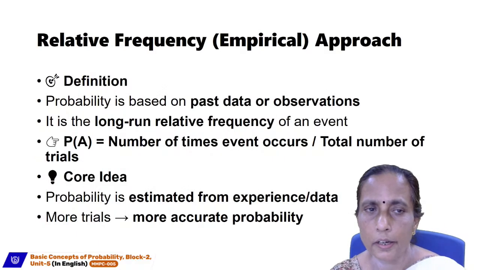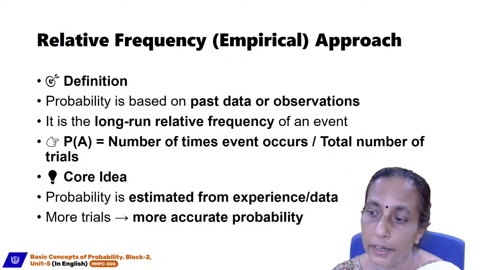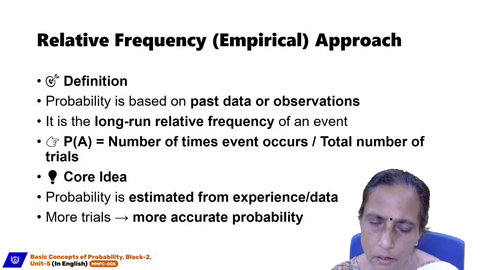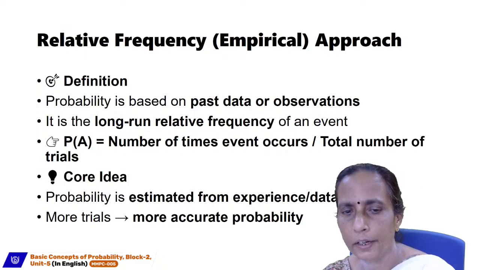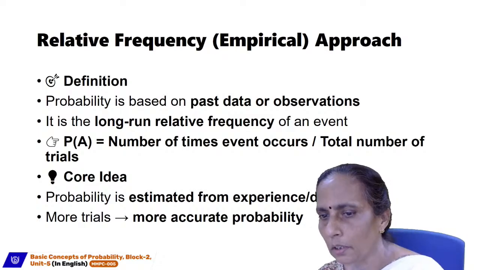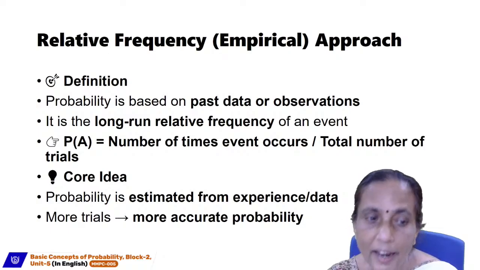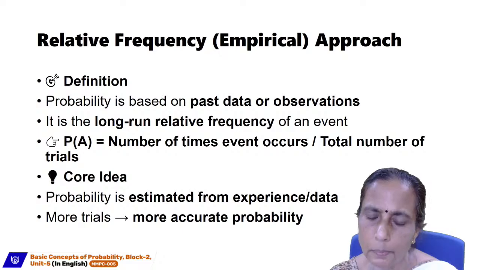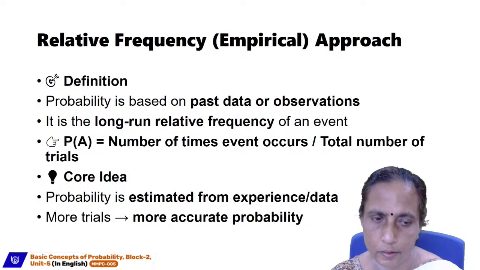Okay. The next is our relative frequency approach. Probability is based on past data or observations. It is the long run relative frequency of an event. So over here, the probability of an event is the number of times that event occurs divided by the total number of trials. The core idea is that your probability over here is estimated from experience of the data. More trials, more accurate probability.